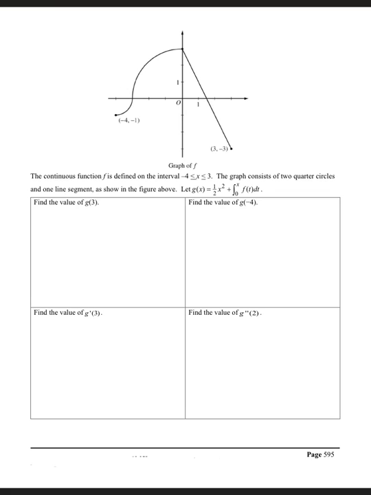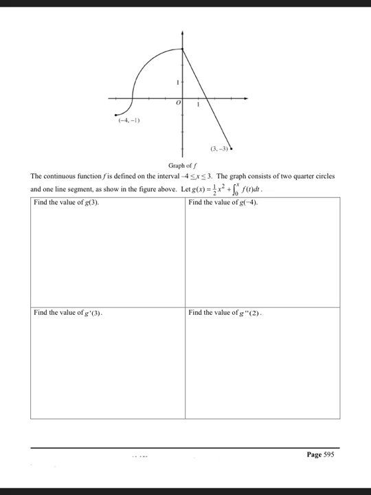Last but not least, again, it's kind of drill and kill, so I'm gonna fly through this one. The continuous function f is defined on the interval from -4 to 3. The graph consists of 2 quarter circles and 1 line segment, as shown in the figure above. Let g of x equal 1/2 x squared plus the integral from 0 to x of f of t dt. Find the value of g of 3.